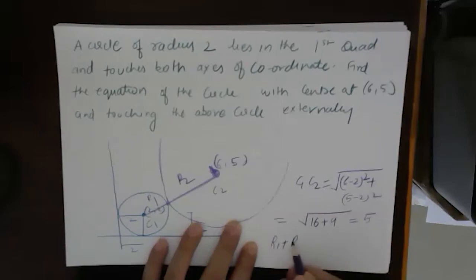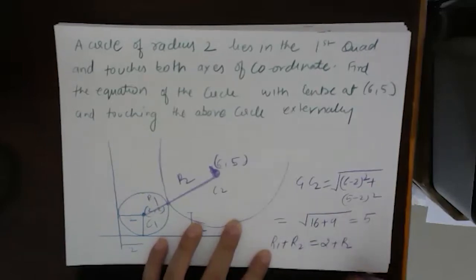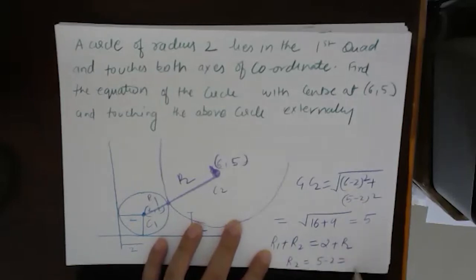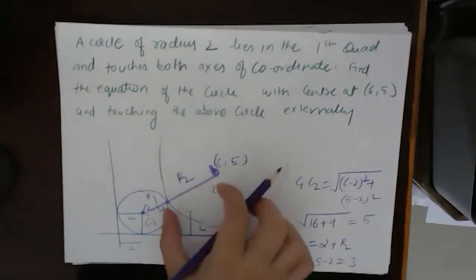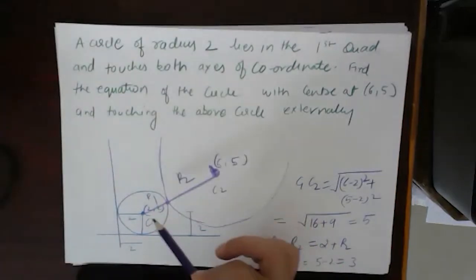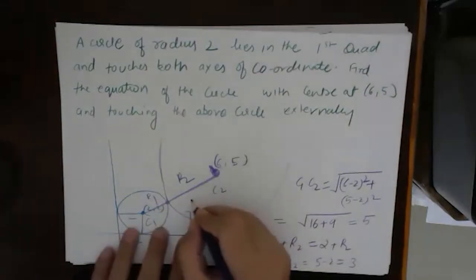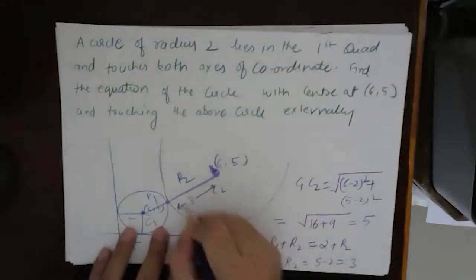R1 plus R2. So 5 should be equal to 2 plus R2. So what will be the value of R2? R2 will be equal to 5 minus 2, which is 3. So this is okay. That means the circle which is touching the given circle is of radius 3. That means this length is 3.